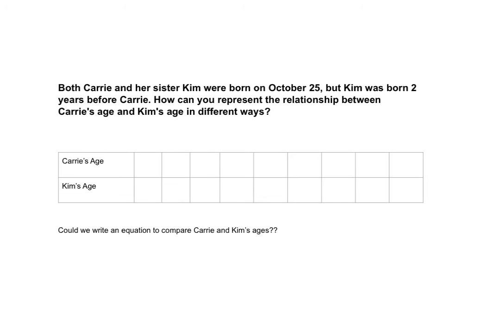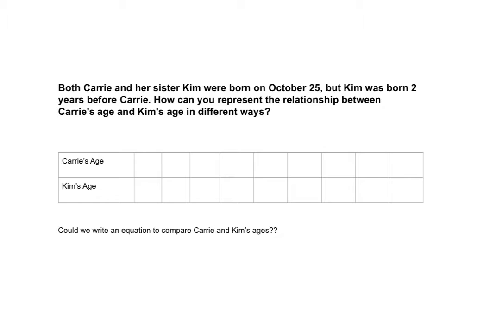All right, let's move on. So now this is where we are going to figure out, using a word problem, how we can create our own two-variable equation to represent it. So both Carrie and her sister Kim were born on October 25th, but Kim was born 2 years before Carrie. How can you represent the relationship between Carrie's age and Kim's age in different ways? So Kim was born 2 years before Carrie, so Kim is 2 years older than Carrie.